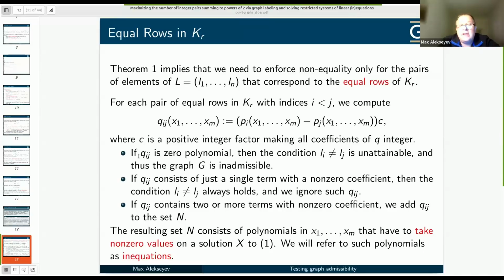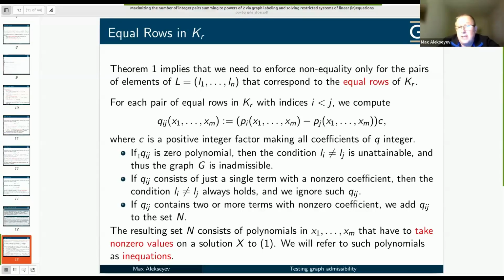Another extreme case is when Qij consists of just a single term with non-zero coefficient. If it is just a single term with non-zero coefficient, it immediately means that the corresponding two entries are always distinct, and we can simply ignore such Qij. And the most interesting case is when Qij contains two or more terms with non-zero coefficients. If this is the case, then we should really take care of this Qij, and at this moment we will simply add it to a set which I will denote N.